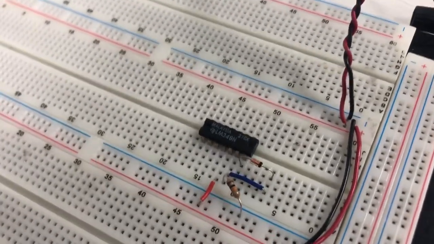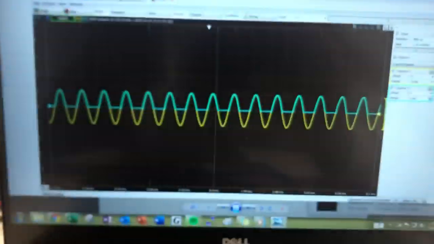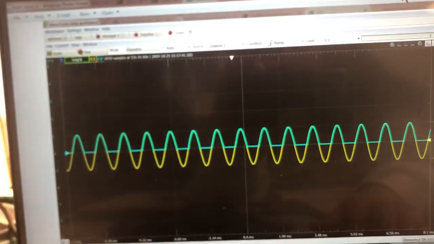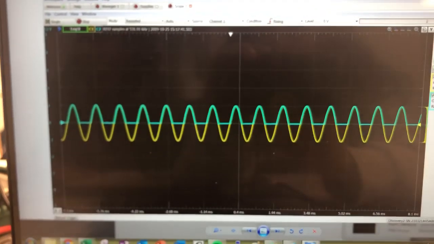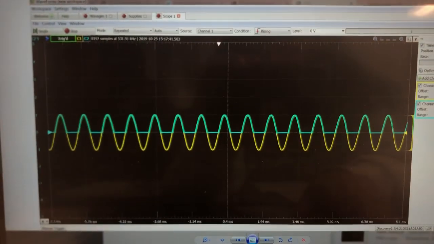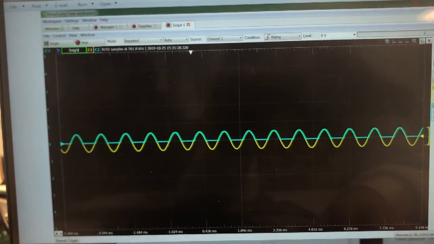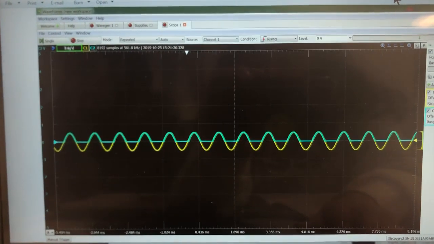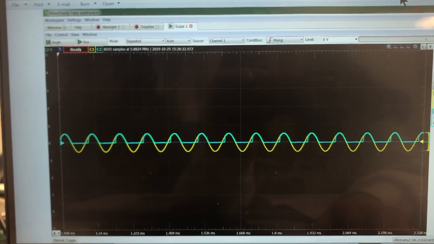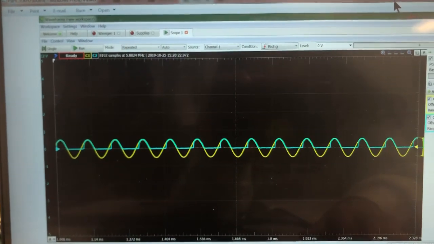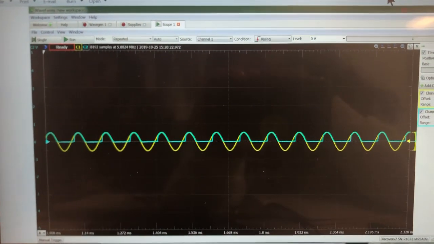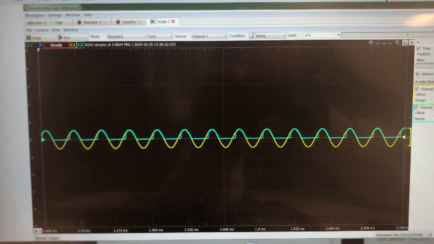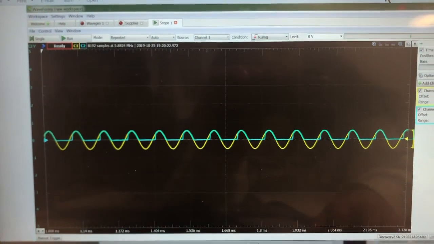And so if we take a look at our waveforms here, this is for 1 kilohertz frequency at 1 volt amplitude. Here is for 1 kilohertz frequency of 500 millivolts amplitude, and then this is for 10 kilohertz frequency and 500 millivolts amplitude.